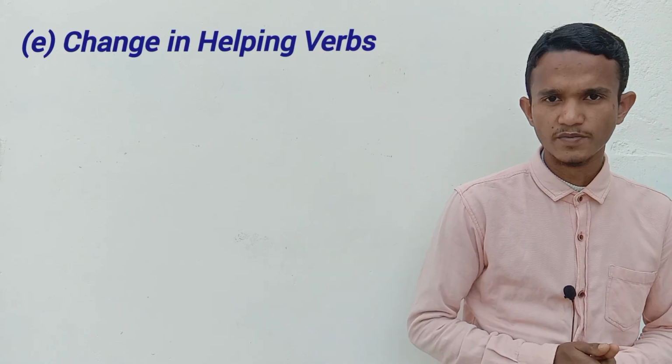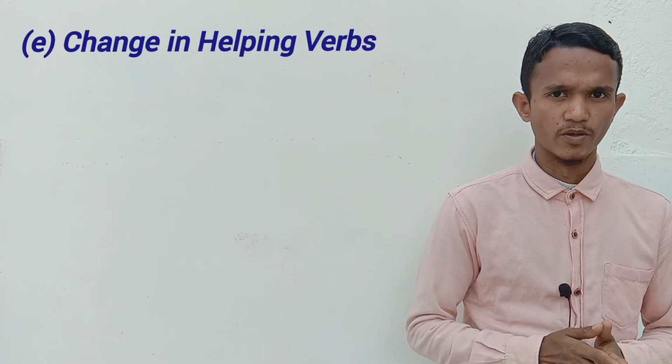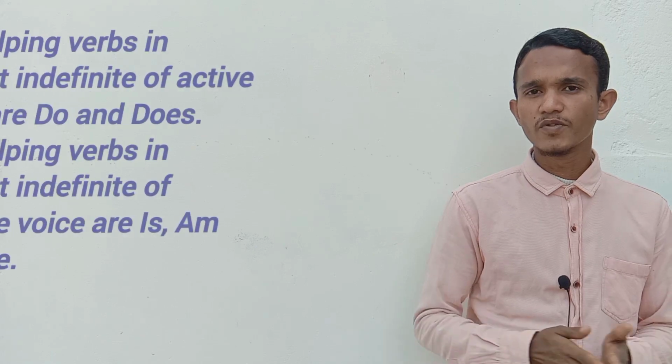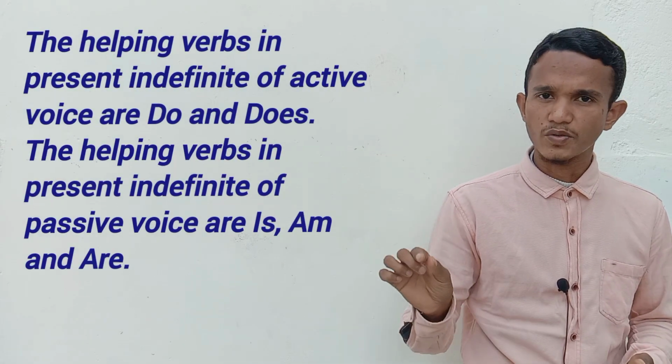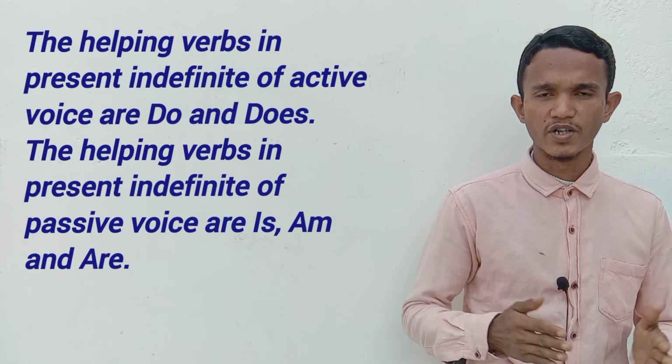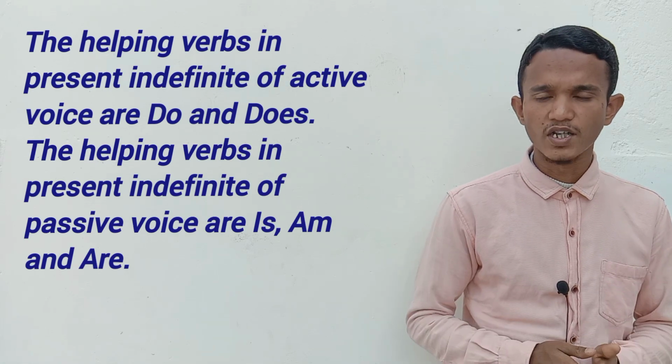Rule number 5. Change in helping verb. The helping verbs of active voice and passive voice tenses are different from one another. The helping verbs, for example, in the present indefinite of active voice are do, does, but the helping verbs in the present indefinite of passive voice are is, am, are. Likewise, the helping verbs of every passive tense are different from those of active voice. We'll prepare a dedicated lecture on those helping verbs of passive voice.